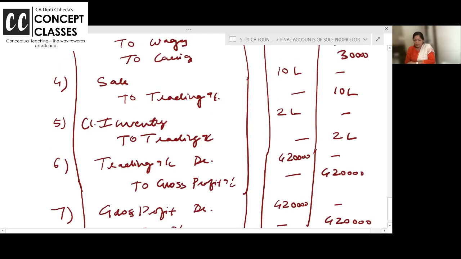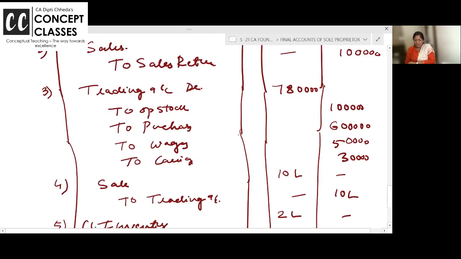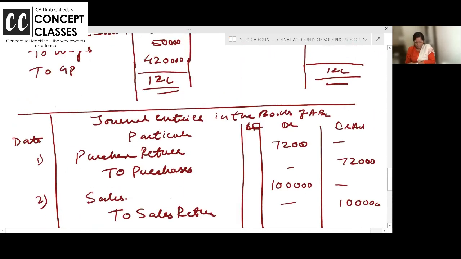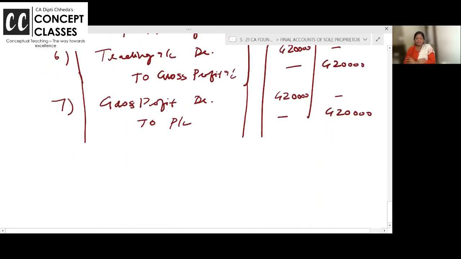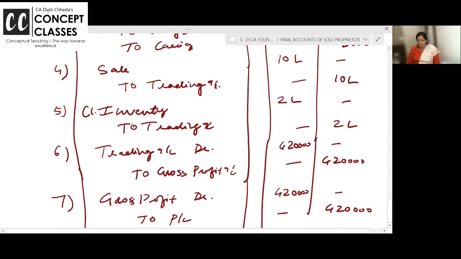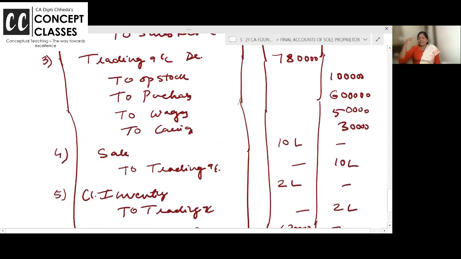Take a pause, scroll up. Will you be able to close your accounts like this by passing all these journal entries? Clear to all of you? Just look at the trading.